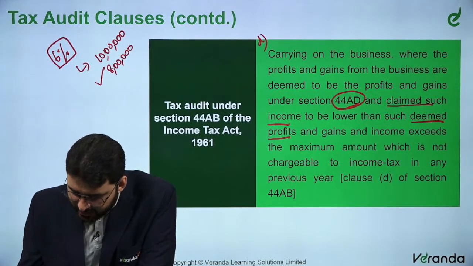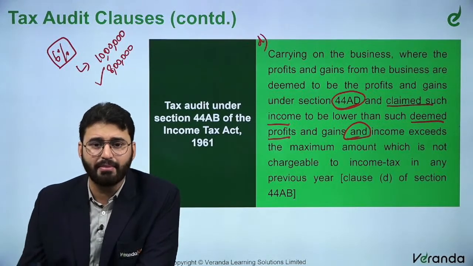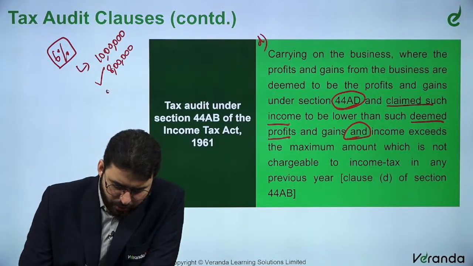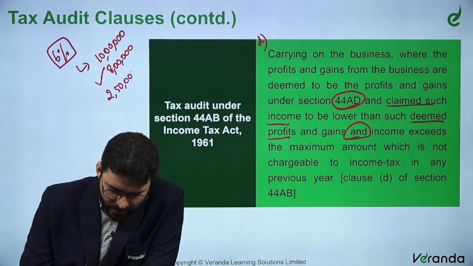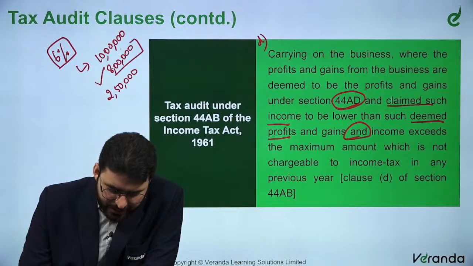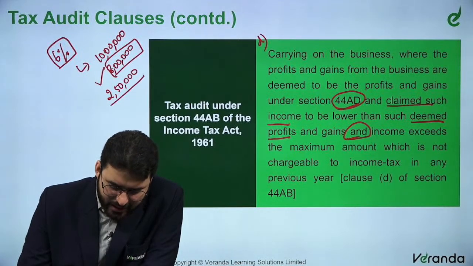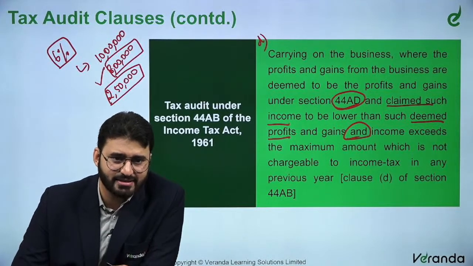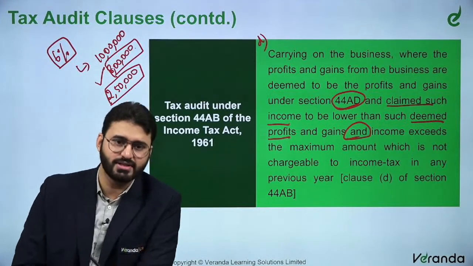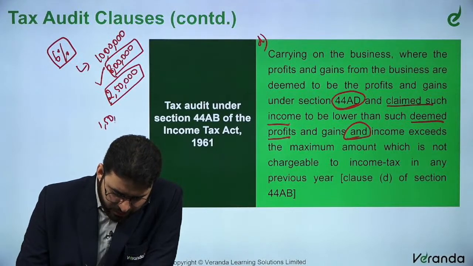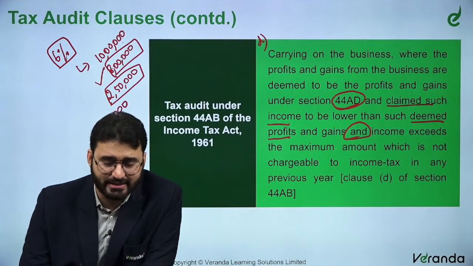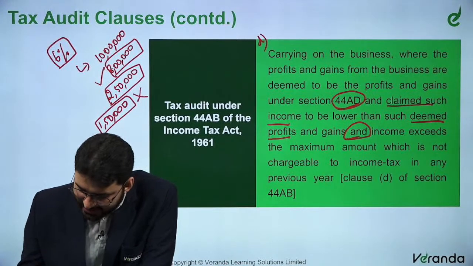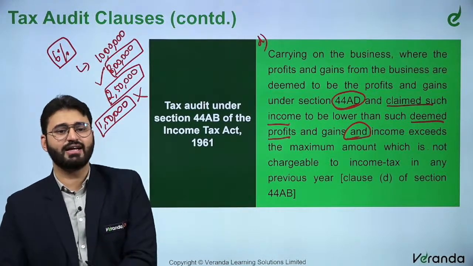relief, and the income exceeds the maximum amount which is chargeable to income tax. For an individual, what is the maximum amount, sir? 2.5 lakhs. So if my claimed income is more than the maximum chargeable limit, that is 2.5 lakh, if it's a normal Indian citizen, then tax audit is applicable. Sir, I am claiming an income of 1,50,000. Presumptive income is 10 lakhs, sir. I am claiming 1.5 lakhs. Am I required to do a tax audit? The answer is no, because the second condition is not satisfied.